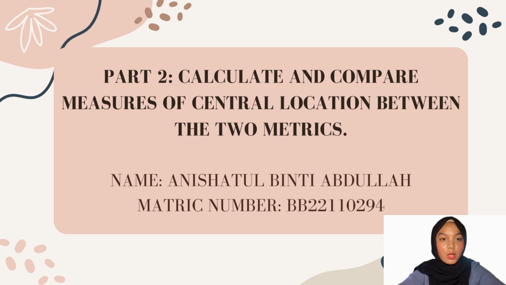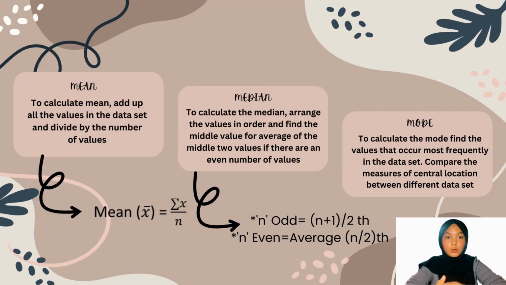I'm going to present part 2 of our group assignment, which is to calculate and compare measures of central location between the two metrics, which means we have to find the mean, median and mode for each dataset. So how to calculate the mean?